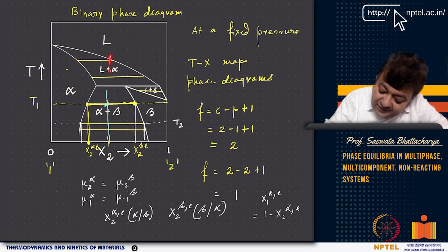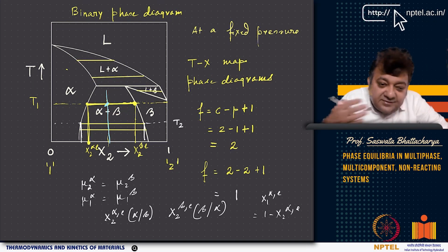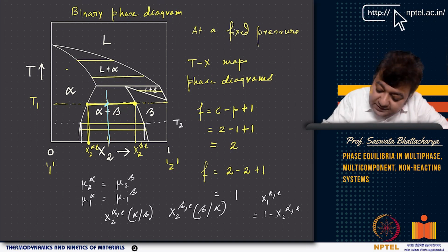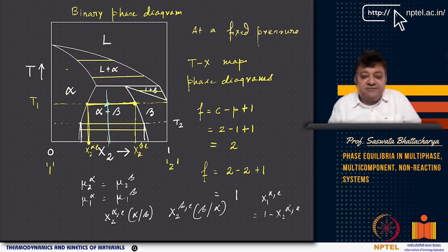Now as you cool further, if you look at the cooling curve, the solid becomes richer in X2, and the liquid, which was here, is now rejecting some amount of solute as it is solidifying.